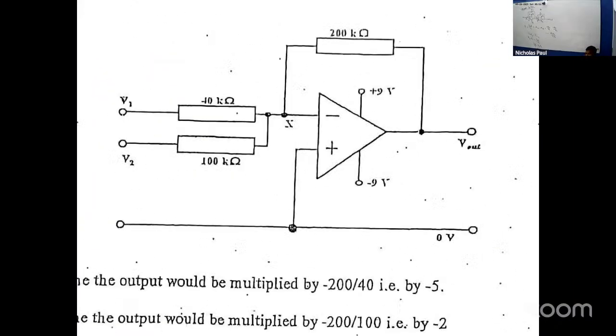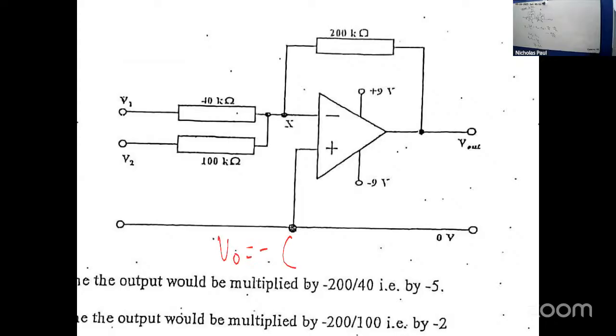Alright, watch this one here. If you look at this one, how many inputs does it have? Two inputs, right? V1 and V2, and you're seeing the resistors. So what would the formula look like? You can do it in your head. V out is equal to what?